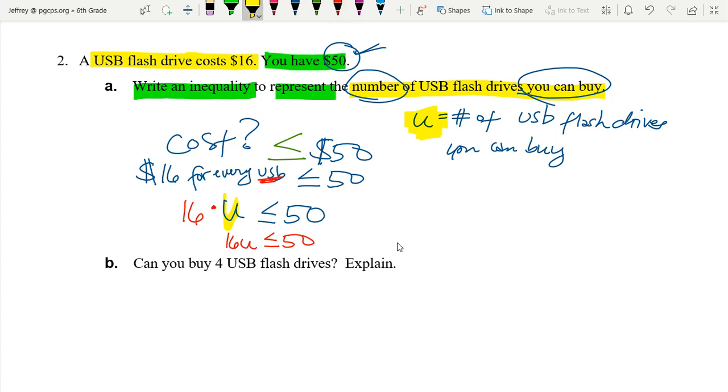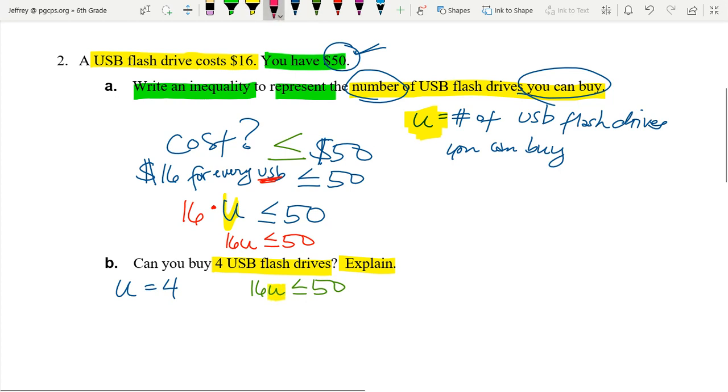Now, letter B. Can you buy 4 USB flash drives? And explain. Our explanation would be our solution. So now, U, which is the number of flash drives you can buy, would be 4. We're given a value of our variable, which is 4. Now we need to check, would this 4 be a solution to our inequality, 16U is less than or equal to 50? Now let's check for solutions. We need to substitute the value 4 into U.